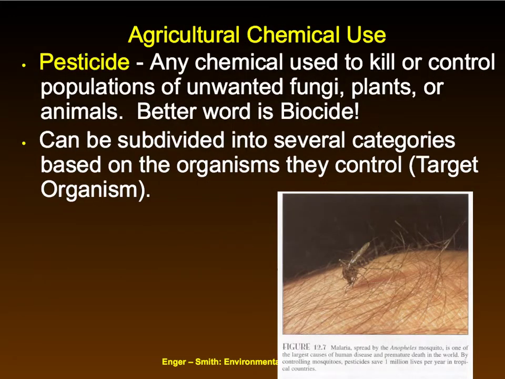In agriculture, we use pesticides to kill off pests, herbicides to kill off weeds, and insecticides to kill off insects. Pesticides are used to kill or control populations of unwanted fungi, plants, and animals. These can be divided into several categories based on their target organism.